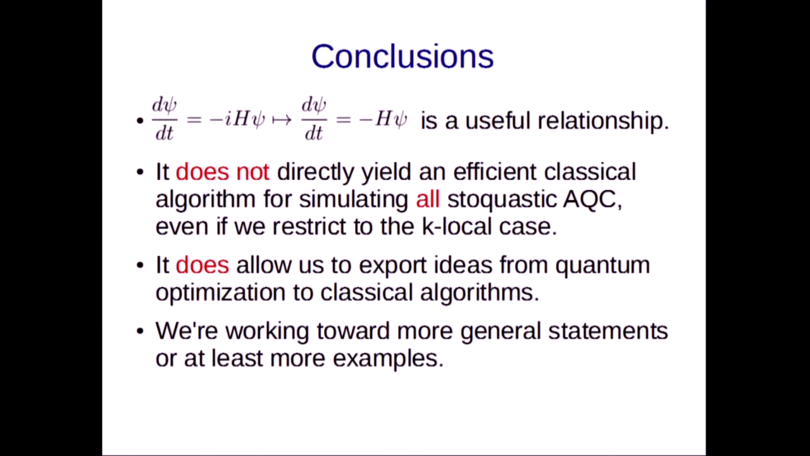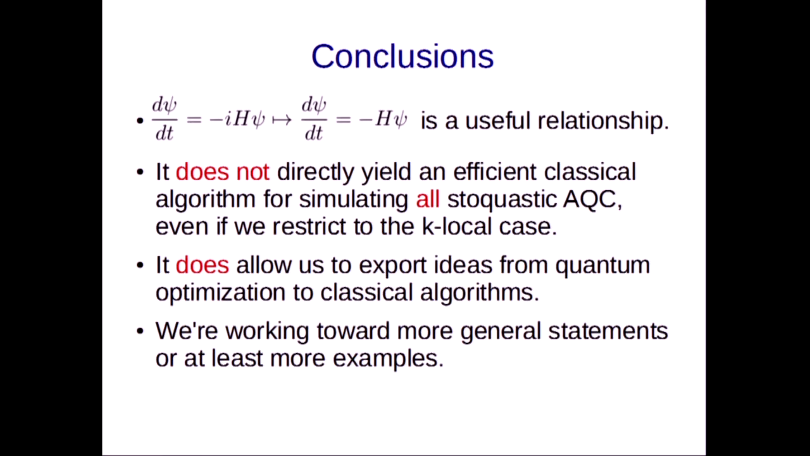So that we thought was kind of an interesting example. And the big question we have is, is that an isolated example or is that the tip of an iceberg? And that's something we're still trying to figure out. But basically, we found that this relationship between the Schrodinger wave equation and this corresponding diffusion equation is quite useful. It does not directly yield an efficient classical algorithm for simulating all of stochastic adiabatic quantum computing, even if we do restrict our attention to k local Hamiltonians for fixed k.